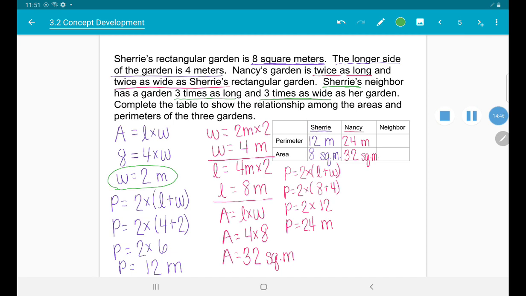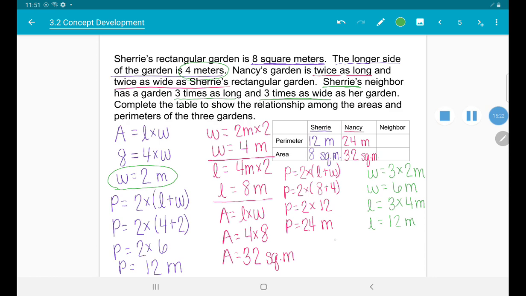And the length, it told us, was 4 meters. So for her neighbor's garden, the width is going to be 3 times 2 meters. 3 times 2 is 6. The length is 4 meters, so 3 times the length, 3 times 4 meters, is going to be equal to 12 meters.